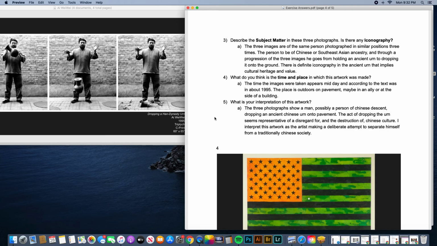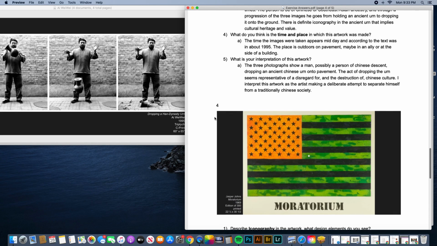What I wrote: the 3 photographs show a man, possibly a person of Chinese descent, dropping an ancient Chinese urn onto pavement. The act of dropping the urn seems representative of a disregard for and the destruction of Chinese culture. I interpret this artwork as the artist making a deliberate attempt to separate himself from a traditionally Chinese society. Again, that is how I interpret the artwork. Let's move on to exercise 4.